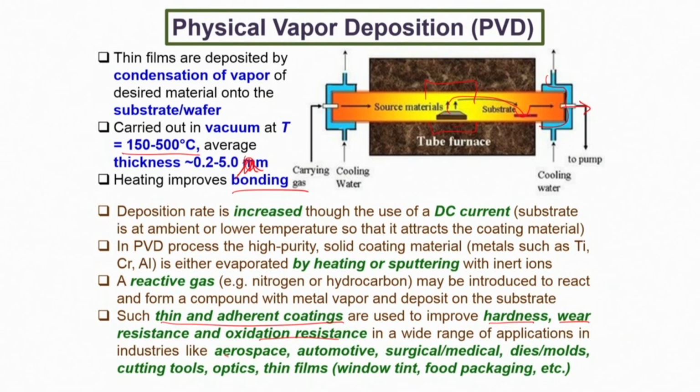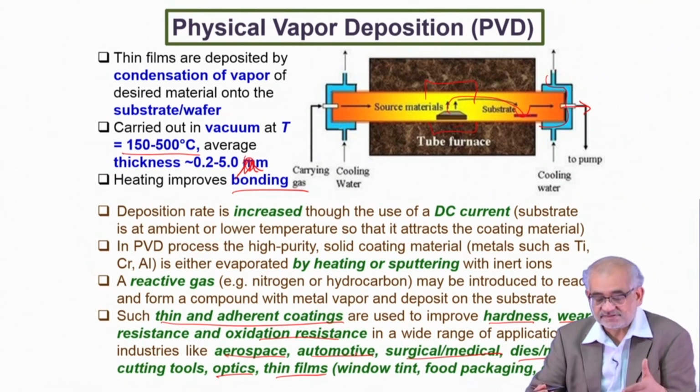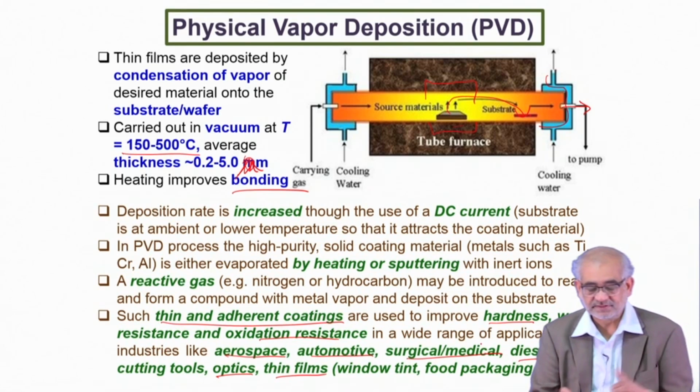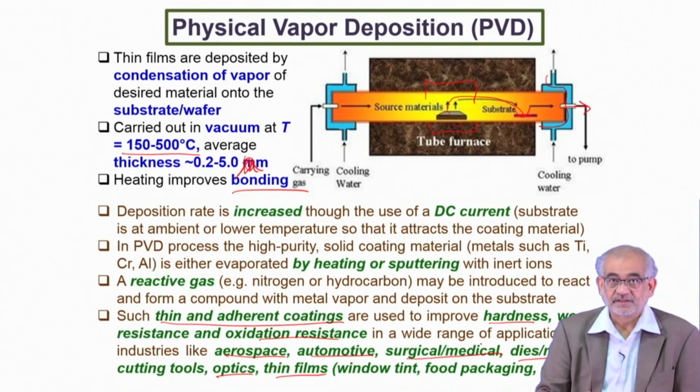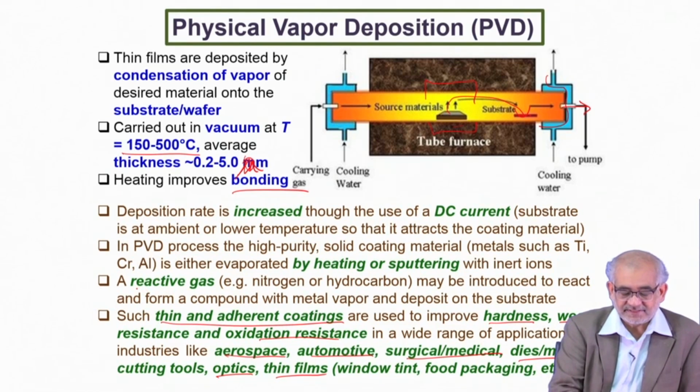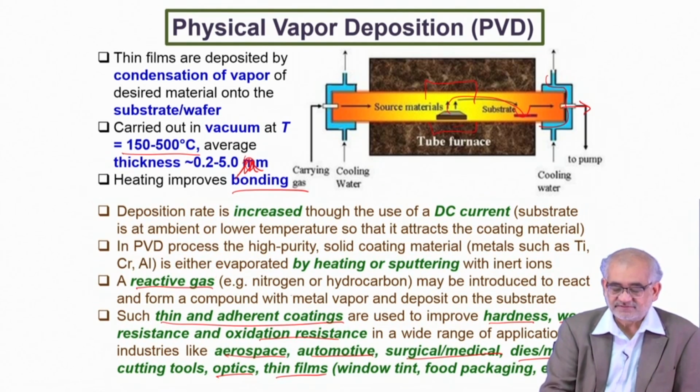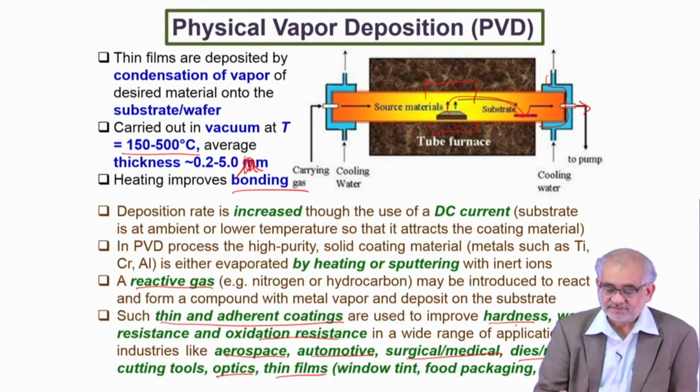And typical applications could be in industries like aerospace, automotive, surgical or medical, in manufacturing using dies and molds and cutting tools, in various kinds of optical devices. Wherever we have use of thin films, even on glasses for tinting, for anti-reflection, for coatings, photovoltaic layer, and so on, for food packaging. In various places, we have these applications of PVD. In rare cases, PVD can also take the help of certain reactive gases like nitrogen or hydrocarbon and then create a reaction layer onto the substrate.